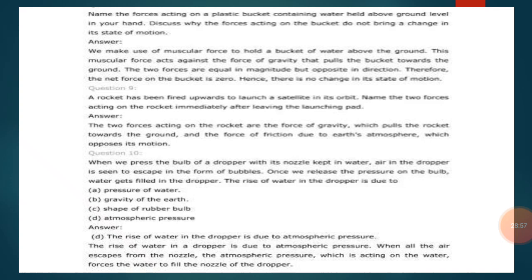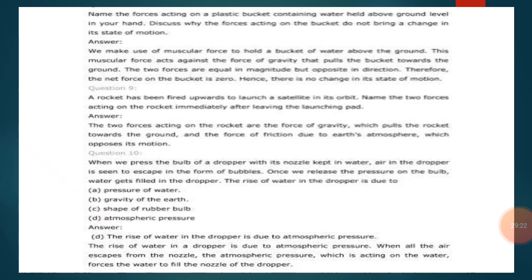The rise in water in the dropper is mainly due to which of the 4 options given to you? First option is pressure of water, second option is gravity of earth, third option is shape of rubber bulb, and fourth one is atmospheric pressure. So the correct answer is atmospheric pressure. The rise in water in the dropper is mainly due to the atmospheric pressure.